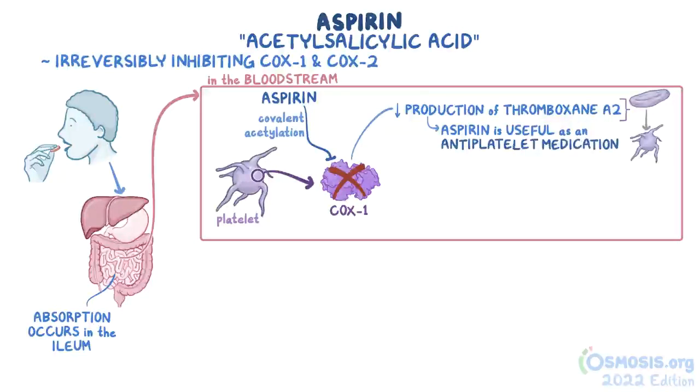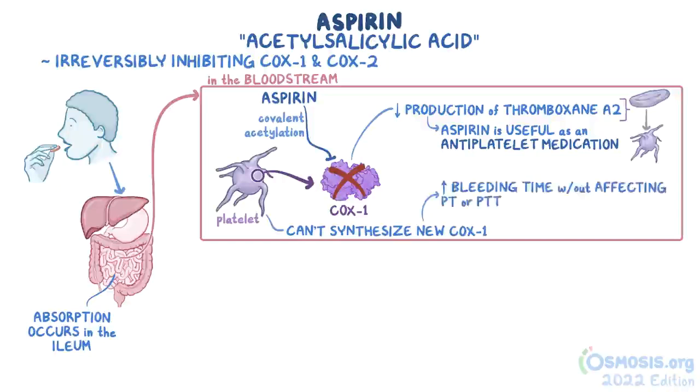Since aspirin irreversibly prevents the platelets from synthesizing new COX-1 enzymes, aspirin's effect will persist until there are enough new platelets produced that are able to produce COX-1 enzymes. This leads to increased bleeding time without affecting PT or PTT.